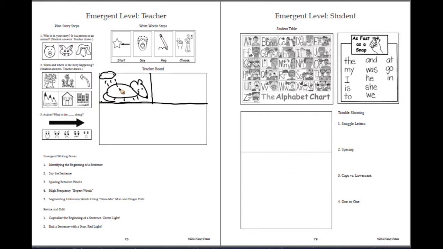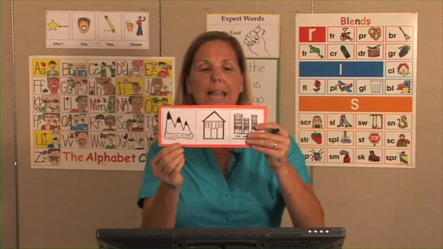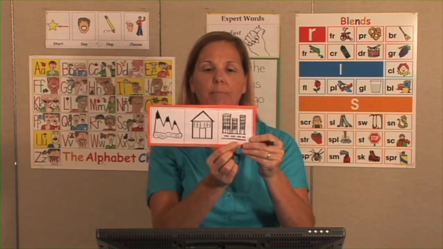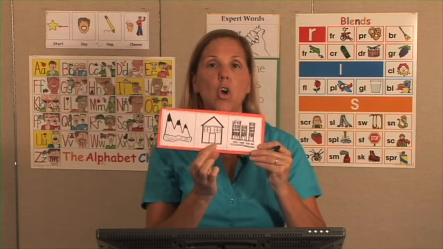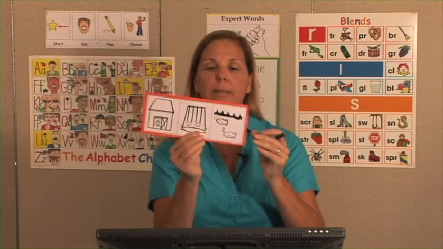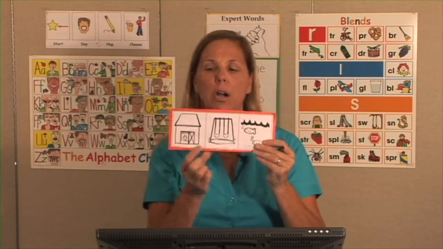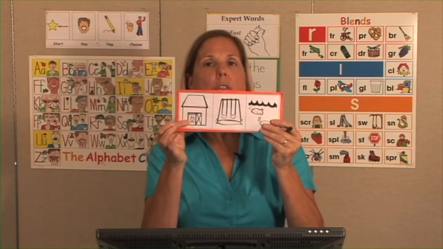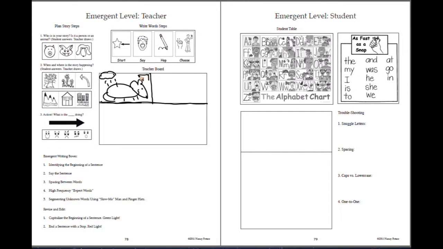Then the last step for the setting is going to be, where is the story happening? And again, I have setting boxes. So we have our in the mountains, at home, in the city, in the ocean, lake, pond, at the park, on the farm. Why don't we make it on the farm? So I'm going to draw a quick little barn here so that I know that I'm on the farm.